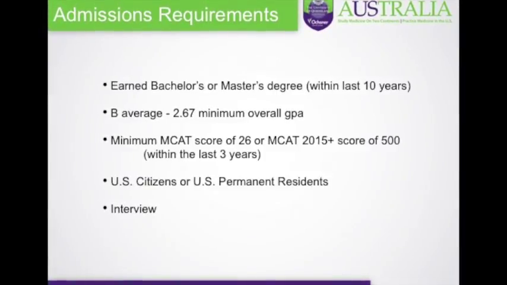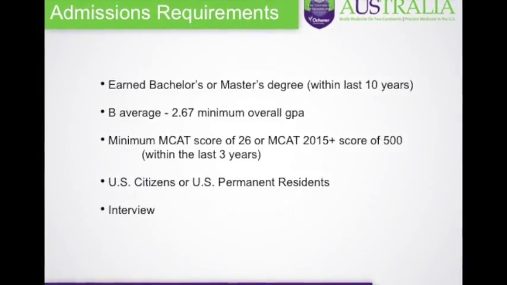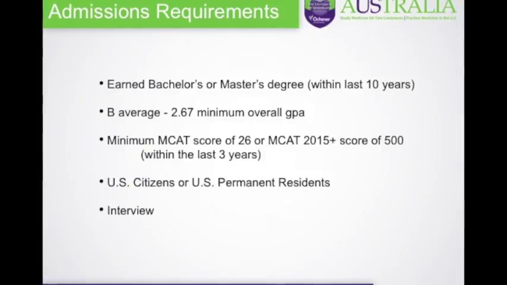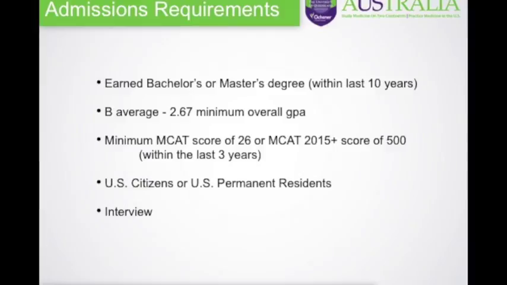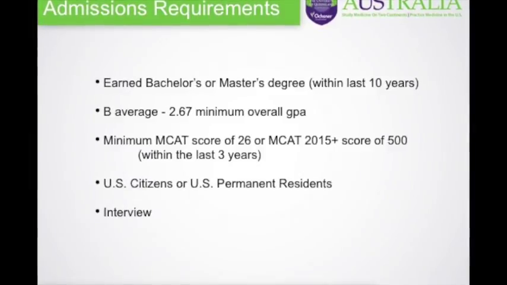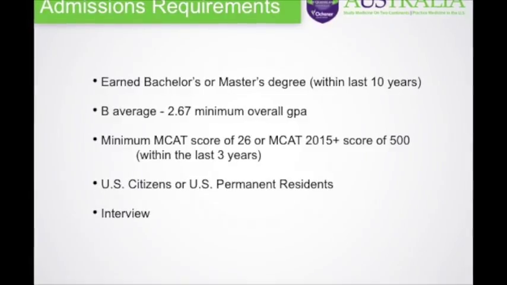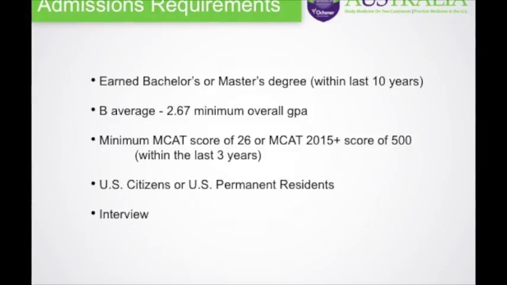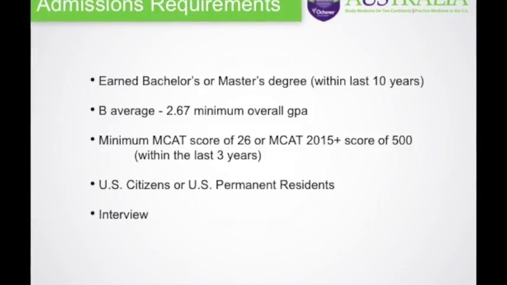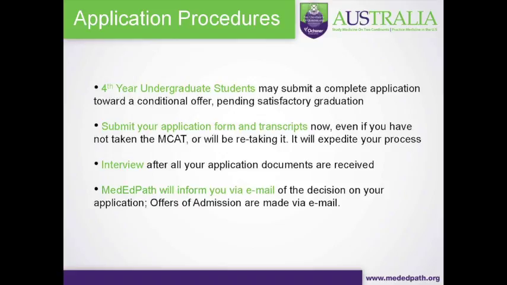The 10 years for the degree and the 3 years for the MCAT are from the beginning of class, not from when you apply. So for example, if you're applying for a February 2018 start, your most recent degree must have been awarded February of 2008 or sooner, and your MCAT exam must have been taken in January of 2015 or sooner. If you meet all of these requirements, you will be invited for an interview. We are not able to evaluate applications without MCAT scores. The MCAT minimum is a hard number and there are no exceptions.